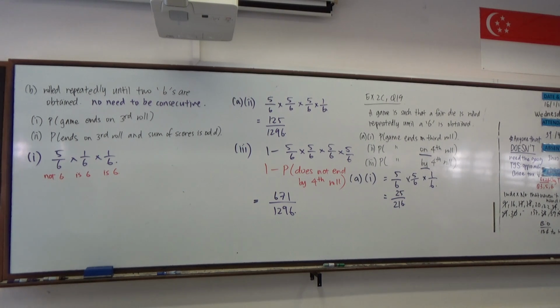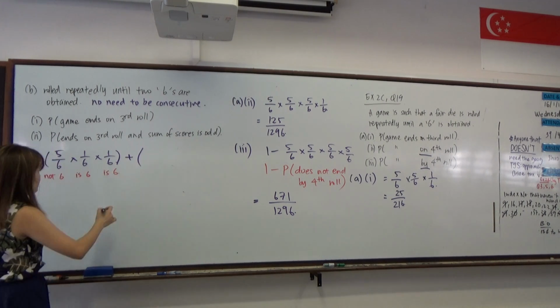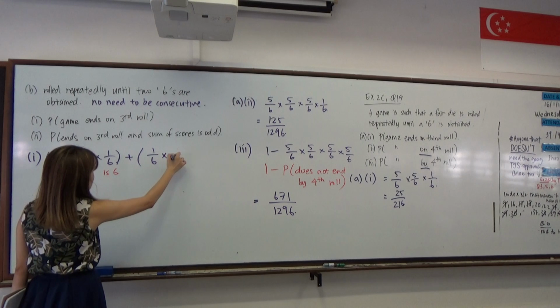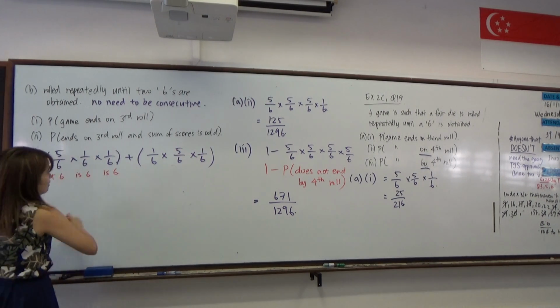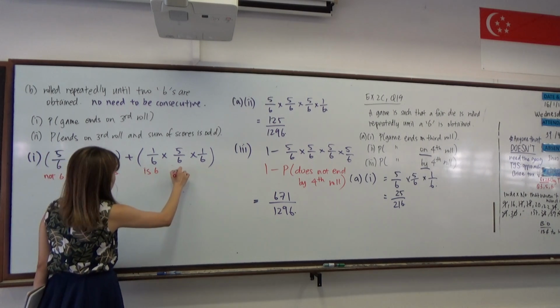Is there any other combination that we can look at? 1 over 6 times 5 over 6. It will also be a case whereby 1 over 6 times 5 over 6 times 1 over 6, right? Whereby this is a 6, not 6, 6.